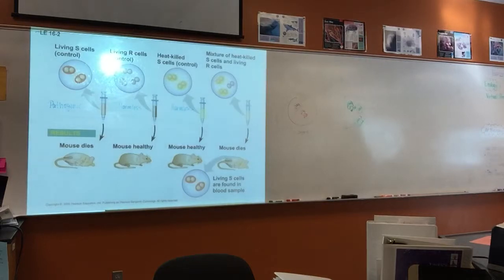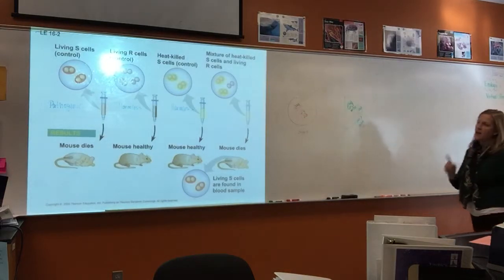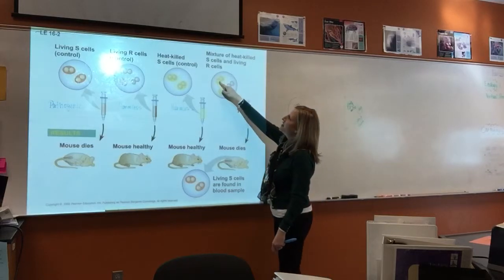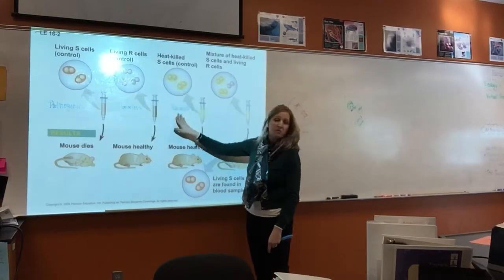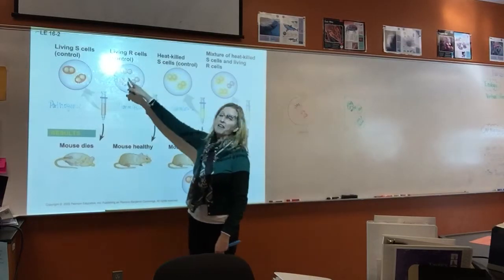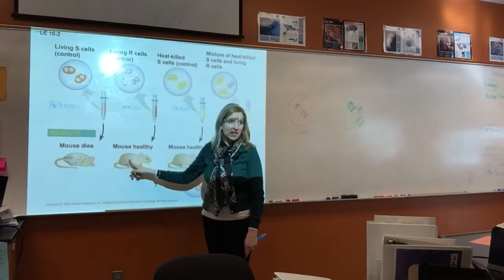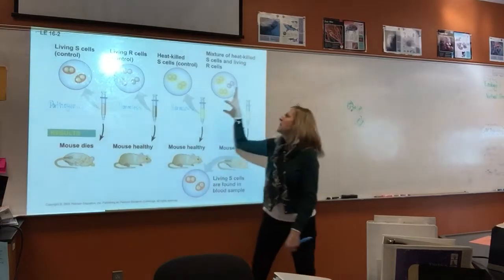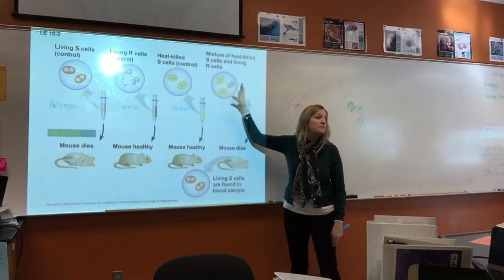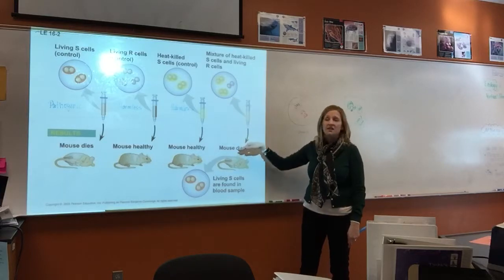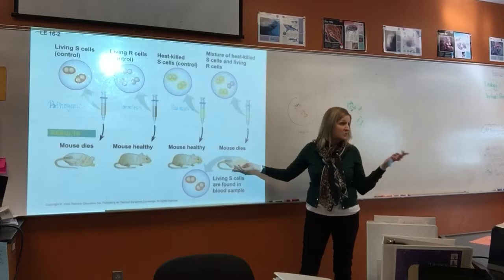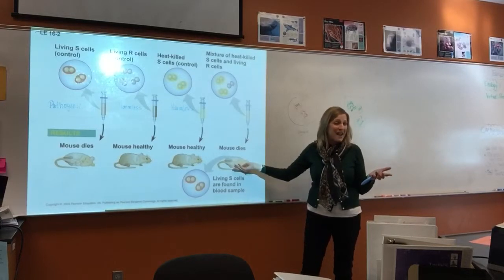And then what was interesting is that he then combined a couple of these. So he took the heat-killed S cells, which by themselves are harmless. He took the living R cells, which by themselves are harmless, mixed them together. So he mixed two harmless things that didn't kill the mice, injected it into the mouse, and the mouse dies. So there's a conundrum. He's wondering what in the world is going on here.